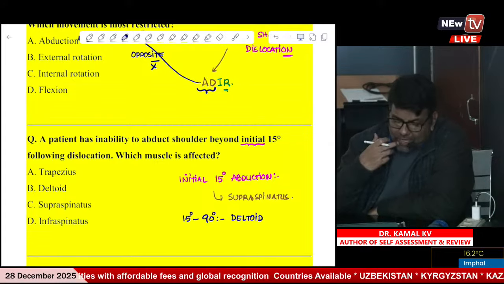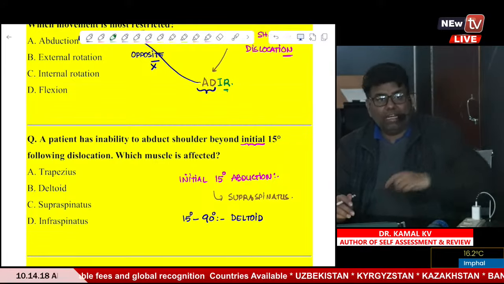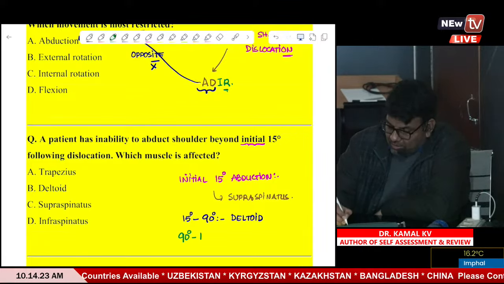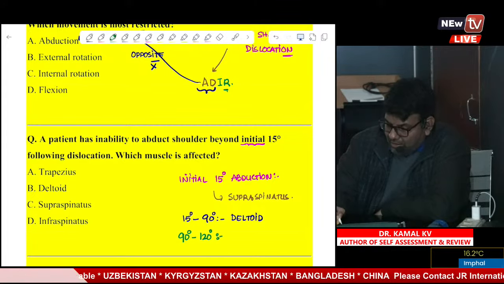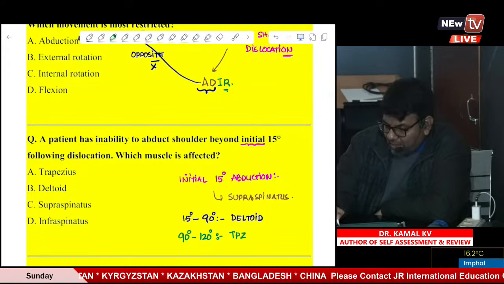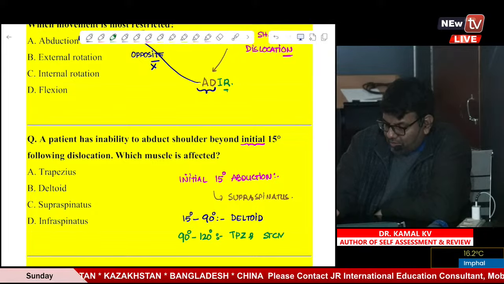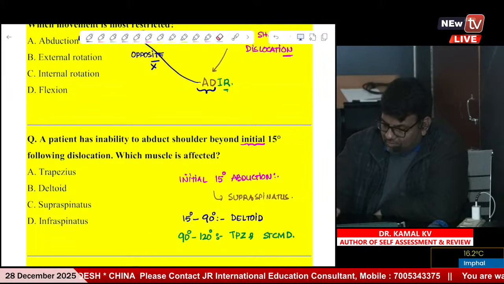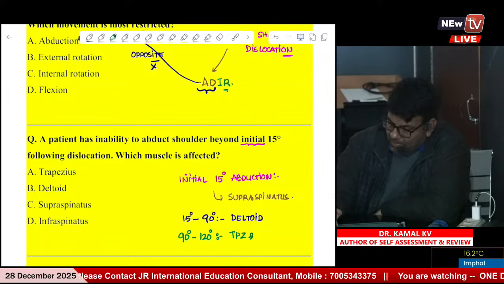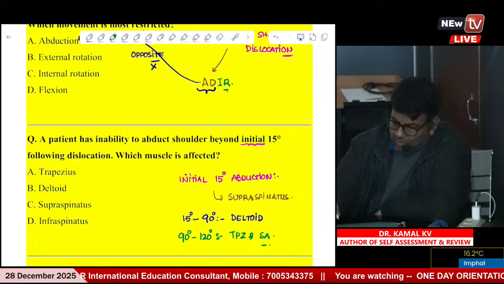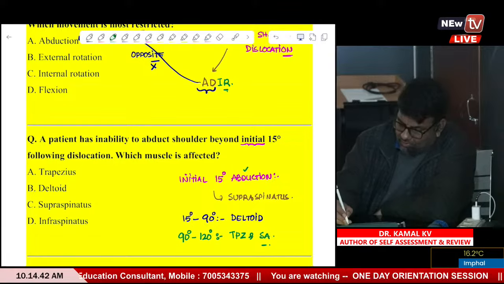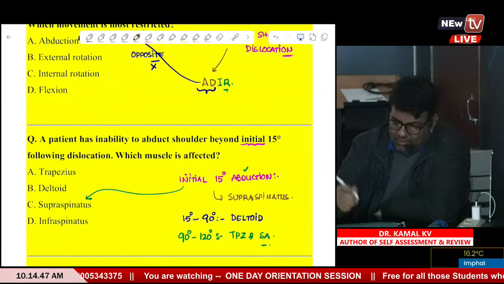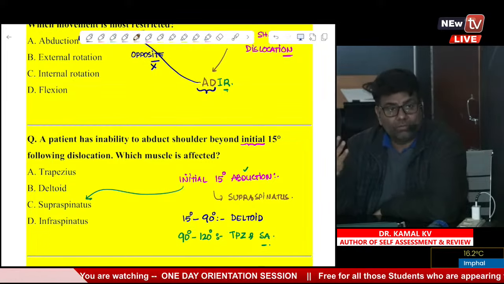So this is very unique for the shoulder joint, because at different degrees of abduction, different muscles come into play. 90 to 120 degrees, trapezius and sternocleidomastoid. Clear? Then serratus anterior. So the question is about 15 degrees, so the answer will be supraspinatus. And sometimes they can ask you nerve paralysis.